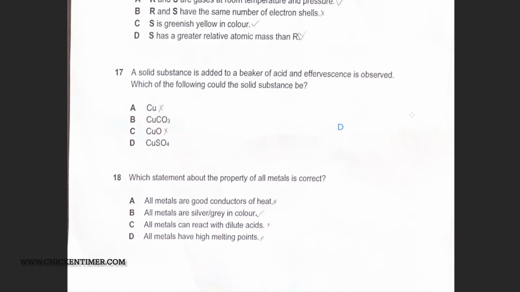17, 18. A solid substance is added to a beaker of acid and effervescence is observed. So effervescence is observed, that means a gas is produced. So they are asking you, out of these 4 reactants, which reactant will produce a gas? Okay, so the 2 reactions that produce gases are acid plus metal, giving salt and hydrogen gas, and acid plus carbonate, giving salt plus water plus carbon dioxide. So what you are supposed to take note of is these 2 reactions that produce gases.